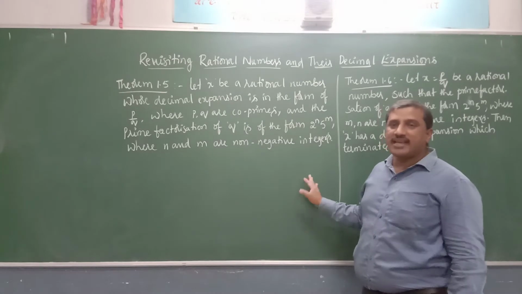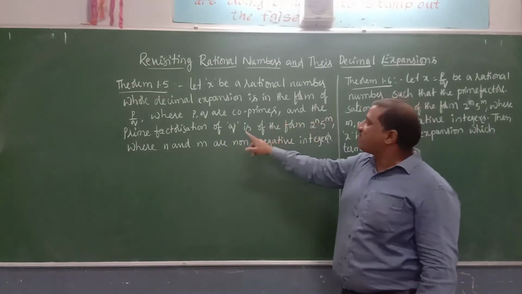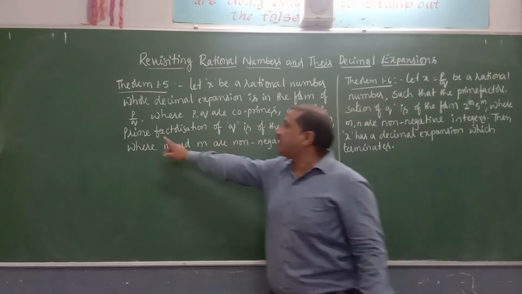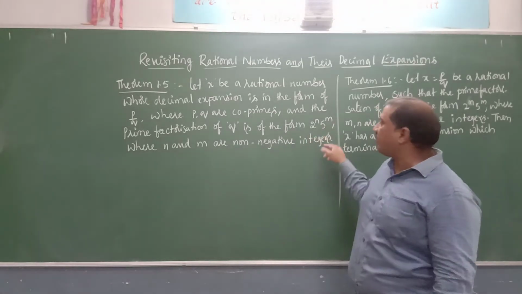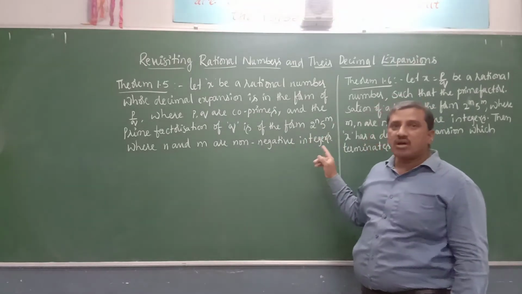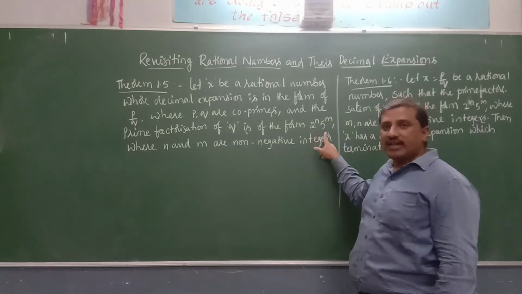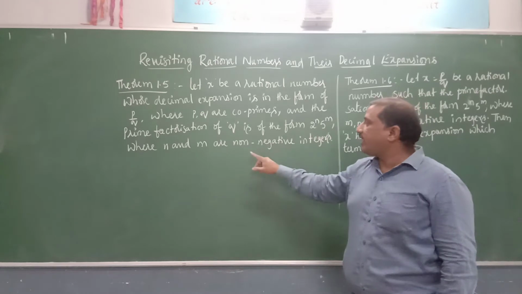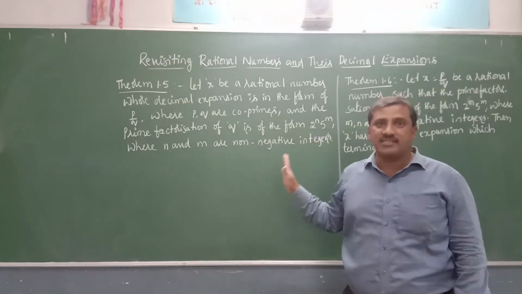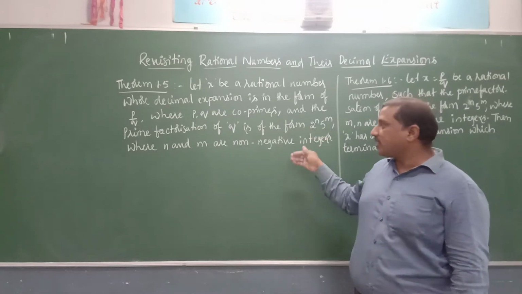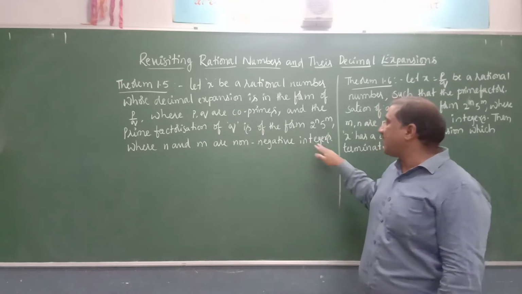Co-primes means they have only 1 as the common factor, and the prime factorization of q, the denominator, is of the form 2 to the power of n into 5 to the power of m. That means they have the prime factors only 2 and 5, where n and m are non-negative integers, meaning positive integers, and 0 is also included.